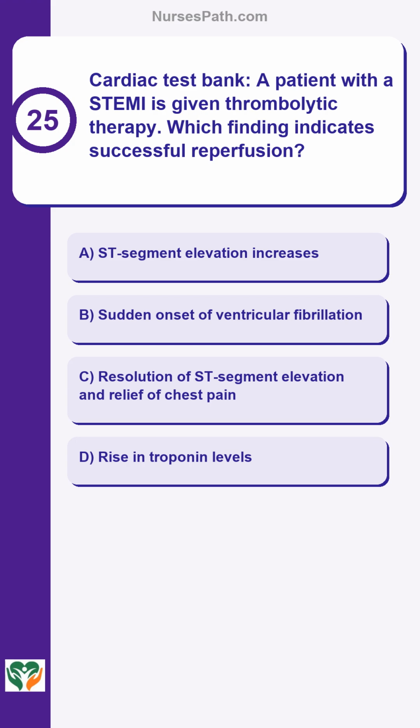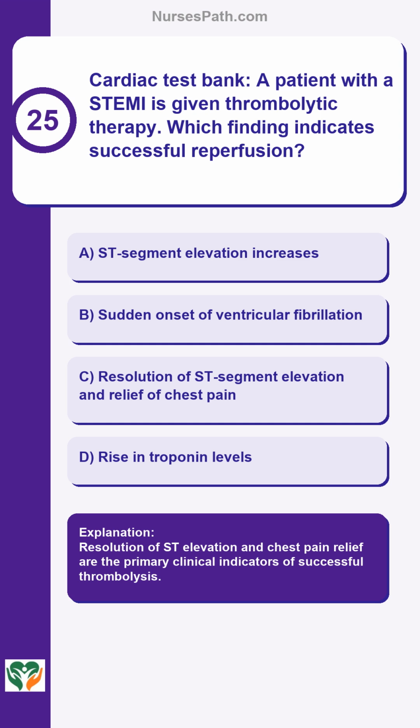Question 25. Cardiac test bank. A patient with a STEMI is given thrombolytic therapy. Which finding indicates successful reperfusion? ST segment elevation increases. Sudden onset of ventricular fibrillation. Resolution of ST segment elevation and relief of chest pain. Rise in troponin levels. Resolution of ST elevation and chest pain relief are the primary clinical indicators of successful thrombolysis.